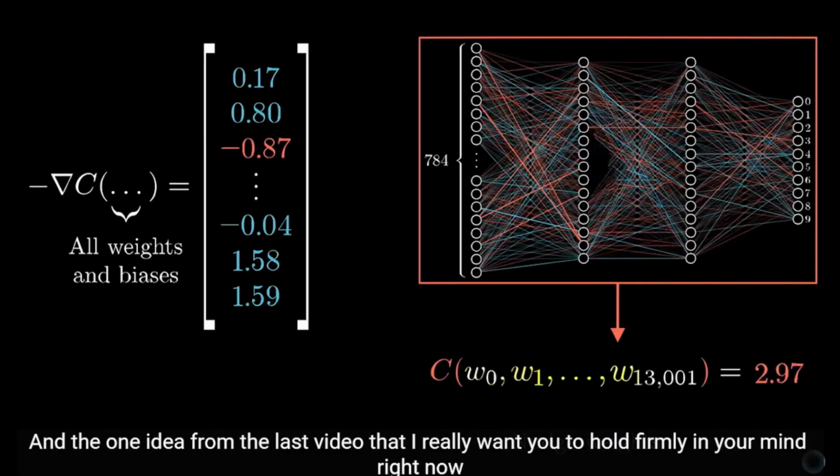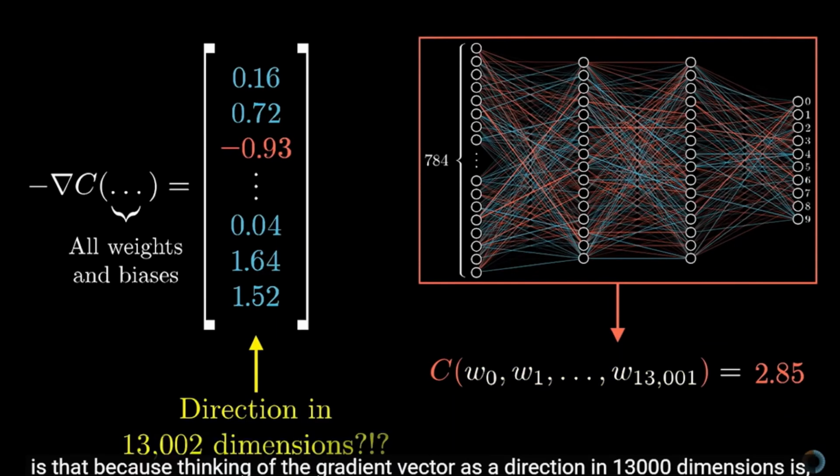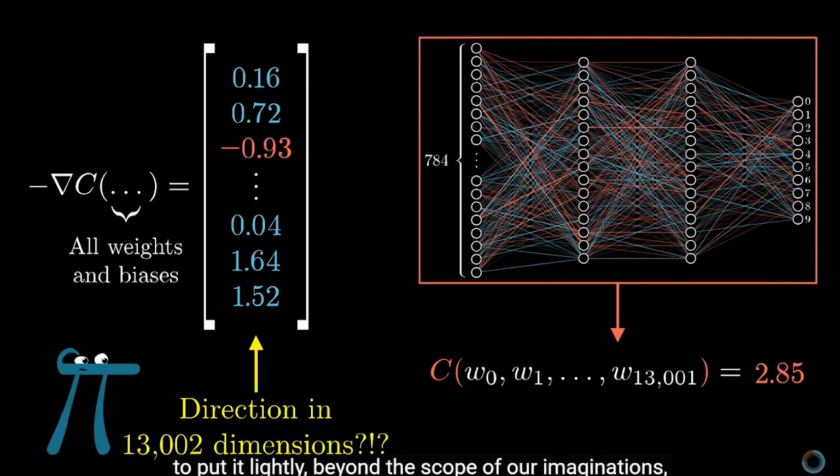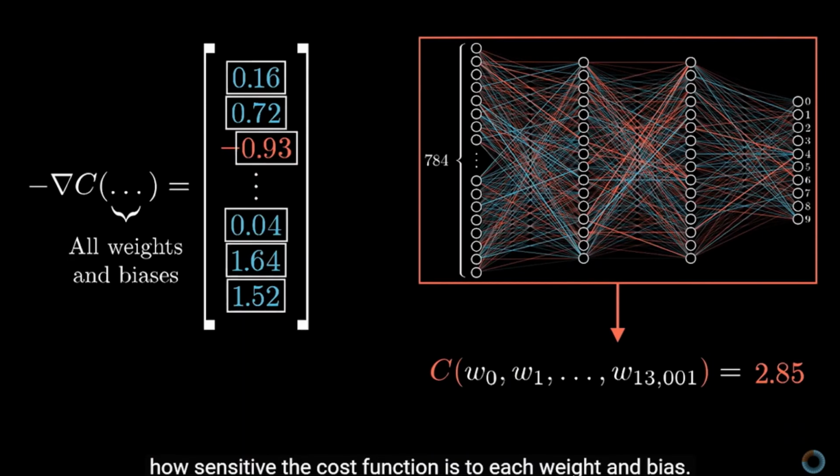The one idea from the last video that I really want you to hold firmly in your mind right now is that thinking of the gradient vector as a direction in 13,000 dimensions is, to put it lightly, beyond the scope of our imaginations, so there's another way you can think about it. The magnitude of each component here is telling you how sensitive the cost function is to each weight and bias.